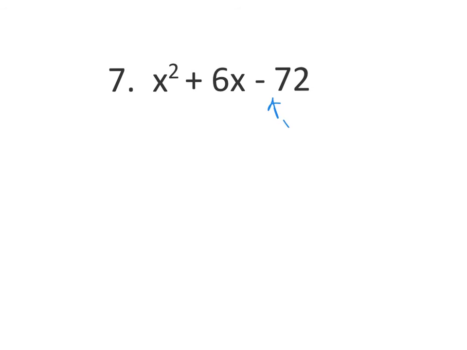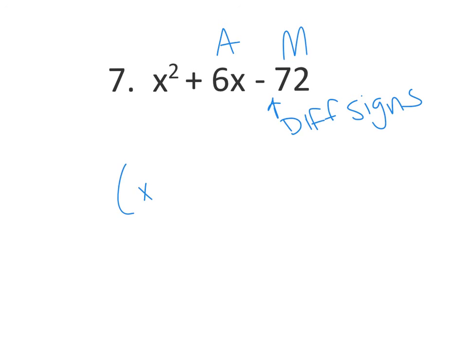So what does that mean? Different signs. Because when you multiply to a negative, you need to have a positive number and a negative number to make that happen. Okay, 72. Factors of 72.